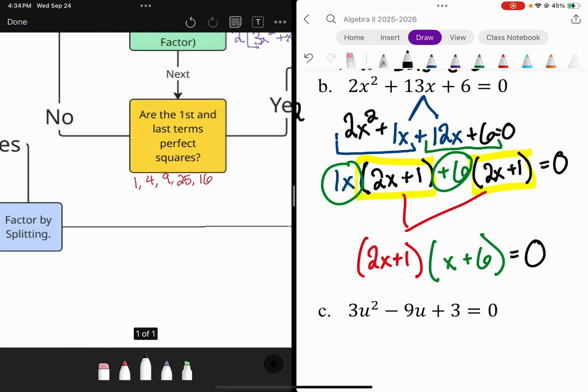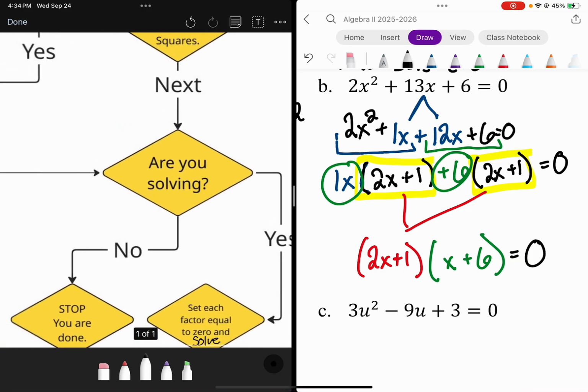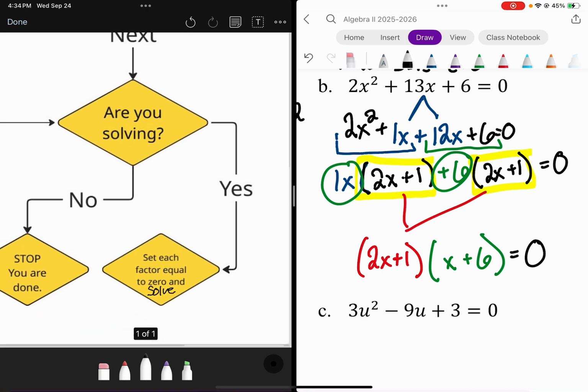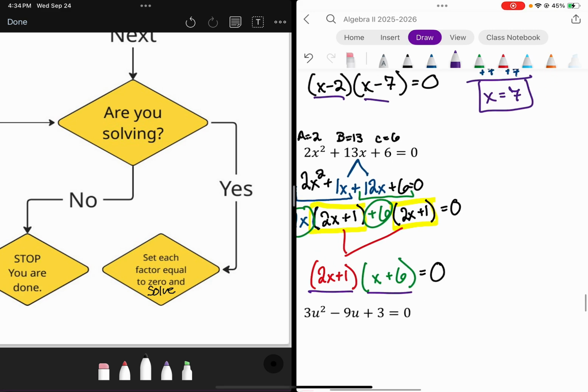So we factored. Now are we solving? Which is yes. If we're not solving, we are done. But because we are, we need to set each factor equal to 0 and solve. So again, factors are the parts inside the parentheses. So our factors are going to be 2x plus 1 equals 0, and then x plus 6 equals 0.